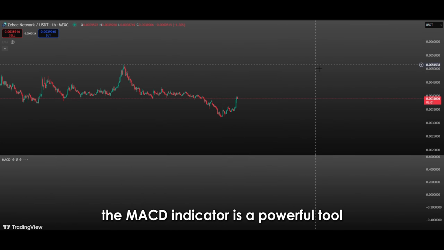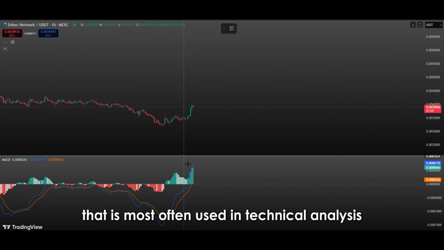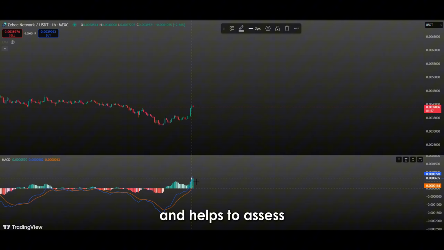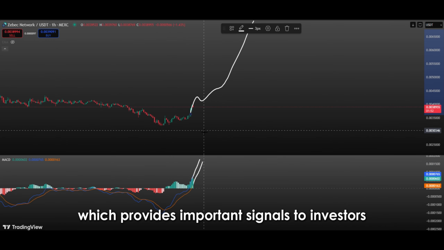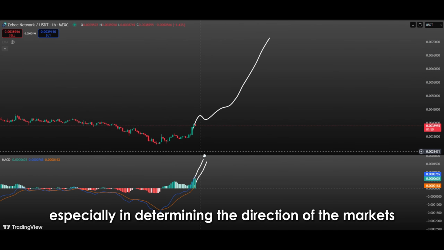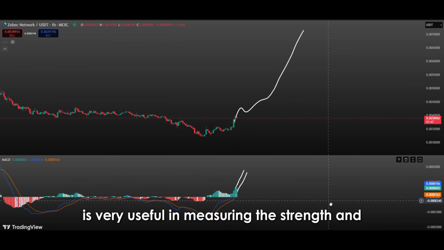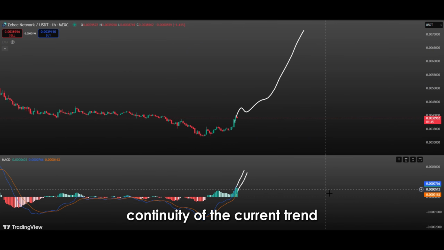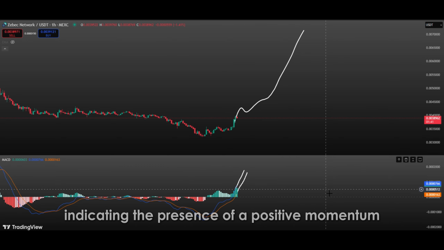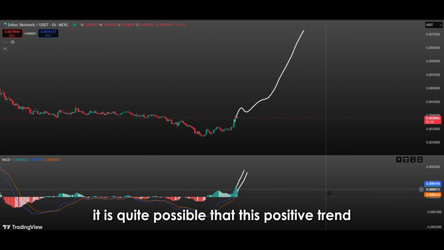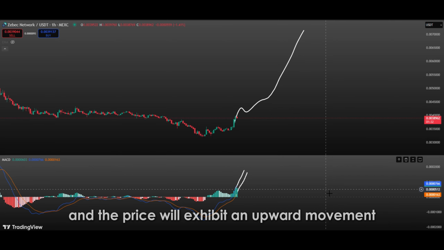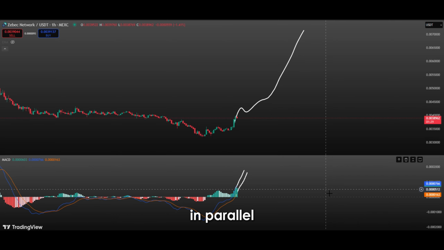The MACD indicator is a powerful tool that is most often used in technical analysis and helps to assess the momentum behind price movements. This indicator, which provides important signals to investors, especially in determining the direction of the markets, is very useful in measuring the strength and continuity of the current trend. When we look at the current chart, the MACD lines are pointing upwards, indicating the presence of a positive momentum. However, if these lines climb further upwards, it is quite possible that this positive trend will be further strengthened and the price will exhibit an upward movement in parallel.